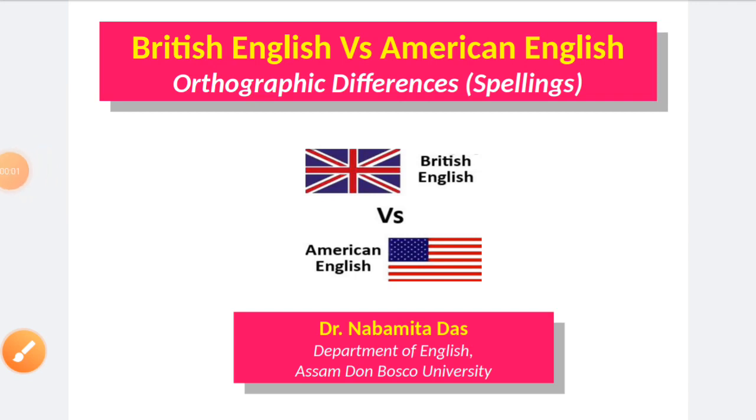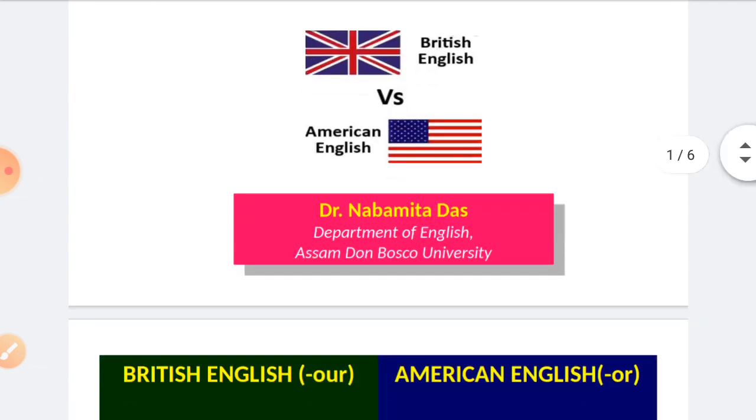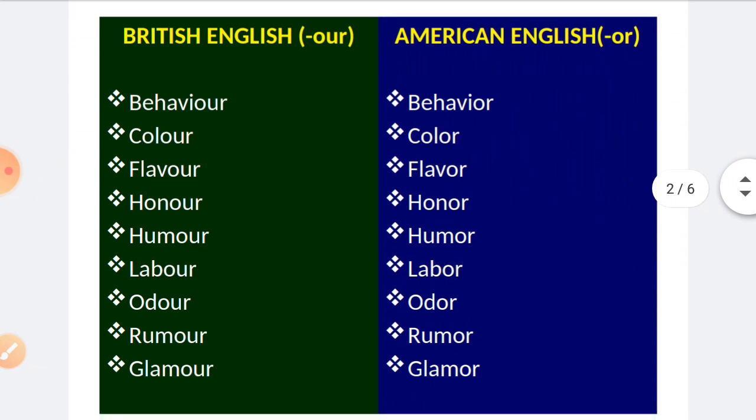Hello dear students, in my last lesson I discussed the grammatical differences and the lexical differences between British English and American English, that is, differences in grammar and vocabulary. In today's lesson I'm going to highlight the orthographic differences, that is, differences in word spellings in British English and American English. So let us have a look at the very first set of words.